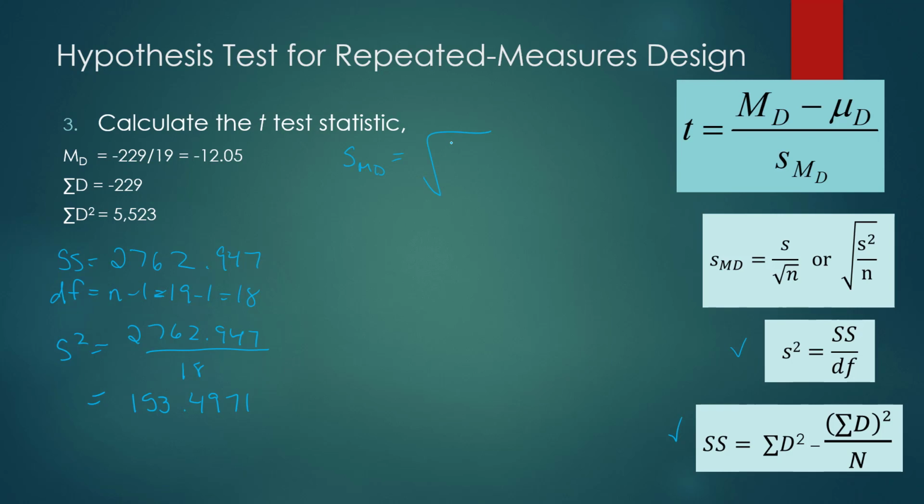I'll then use that to calculate my estimated standard error for the mean difference. It's going to be the square root of 153.4971, that's from down here, divided by my n, which was 19. That's going to give me the square root of 8.078, which gives me the value of 2.842.